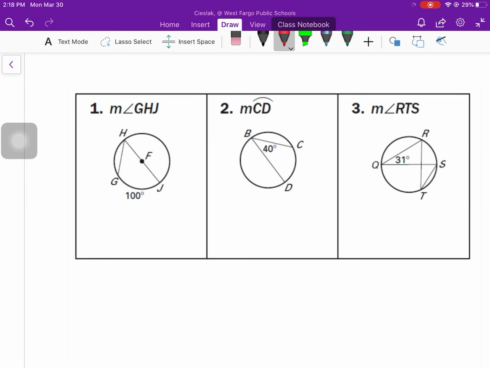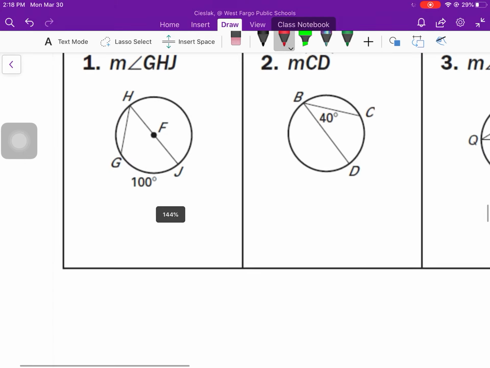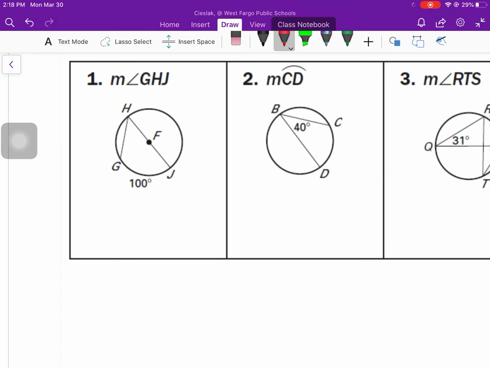Okay, so you guys, I would like you to try and pause this, try and do these next couple on your own. These ones are actually pretty straightforward. Okay, when you have them done, unpause it and see if you guys got what I get.